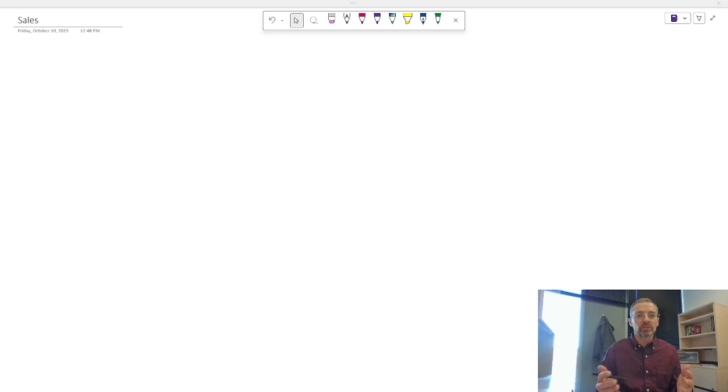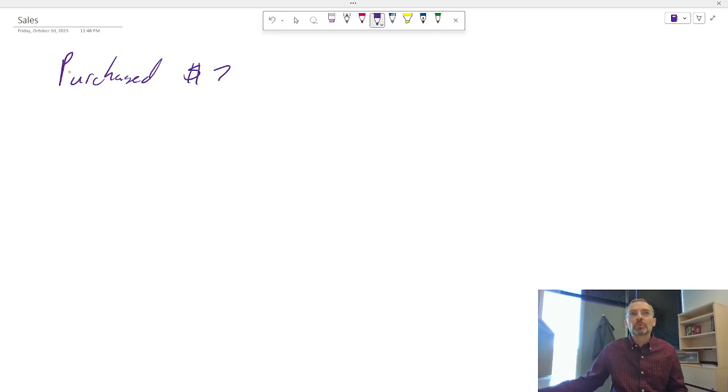So the first thing that we're going to look at is, what if the customer is paying cash? So let's say we have a tablet that we are selling, and we purchased this tablet for $350. And of course, we need to sell it for something more than that to make any money. So let's say we are selling it for $500.